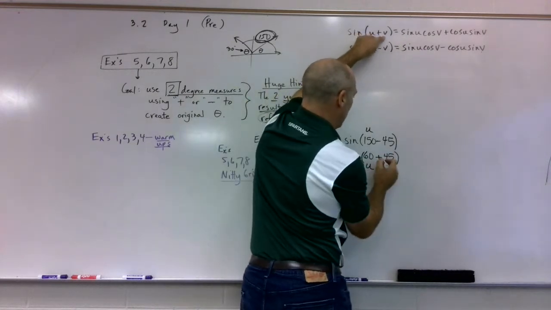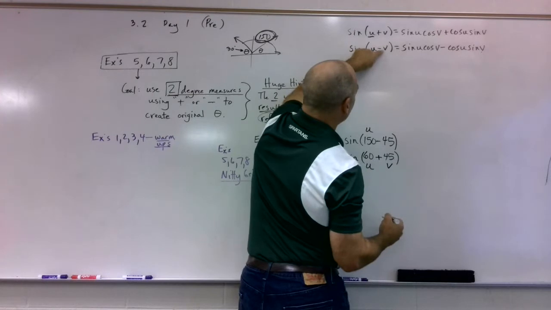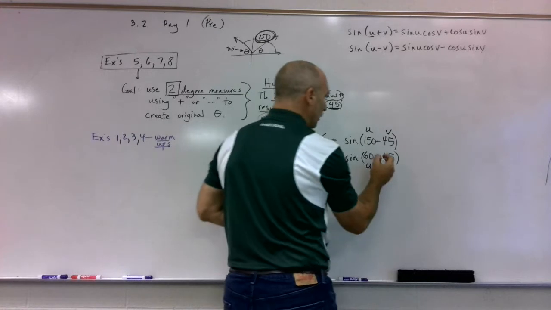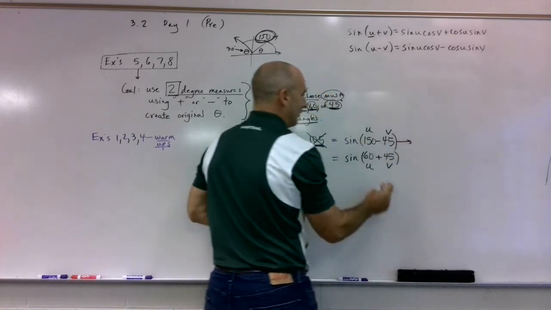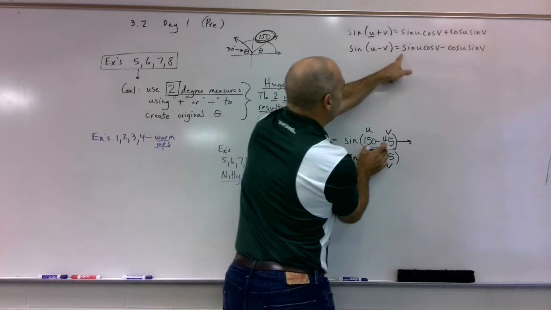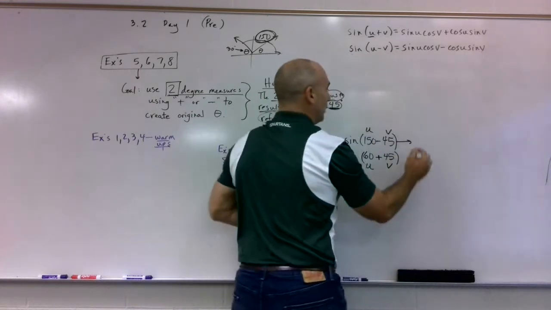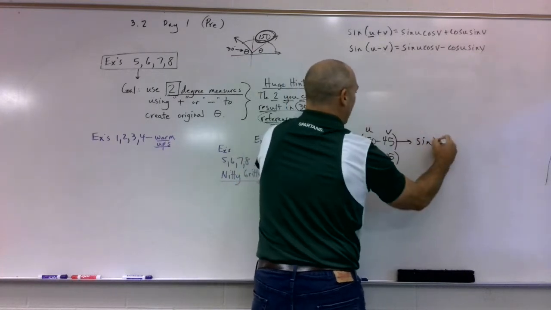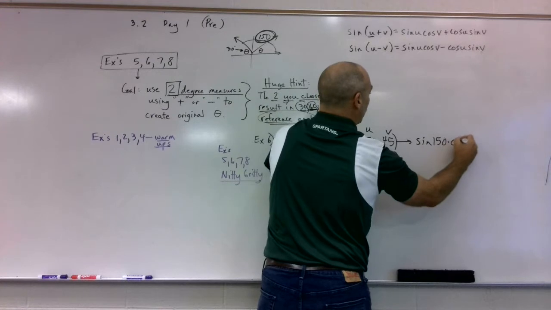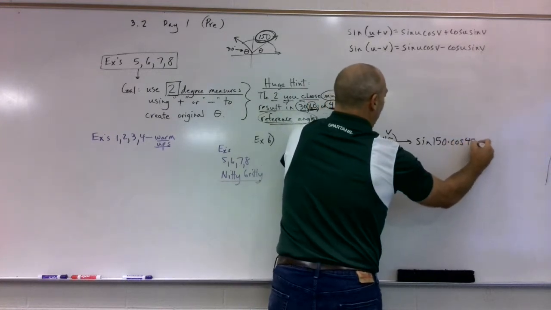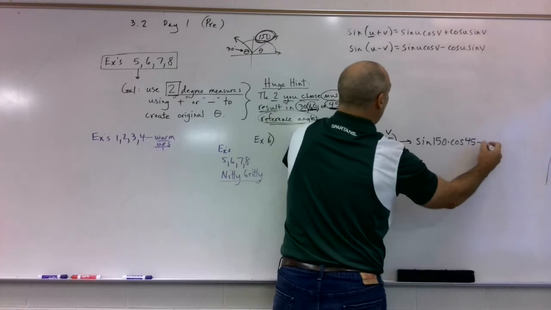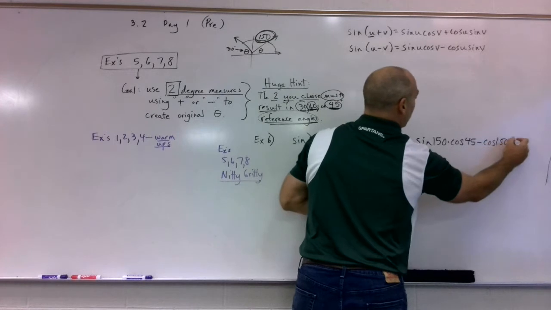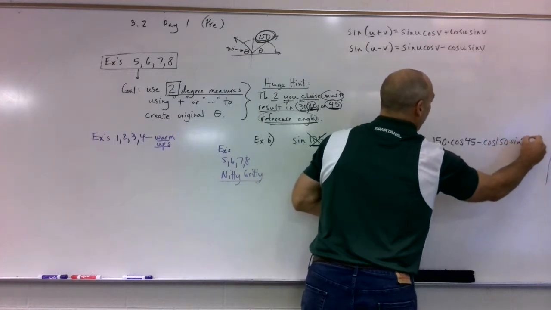Plus v, so in this one, this is my v, but if it's u minus v, the second thing is also v. So that's a pretty simple rule. But if student number one comes along and they say, hey, I want to use this one, then they have to follow this formula. So I'm going to plug things in where they belong. So I'm going to get sine of u, which is 150, times cosine of v, which is 45, minus cosine of u, which is 150, times sine of v, which is 45.